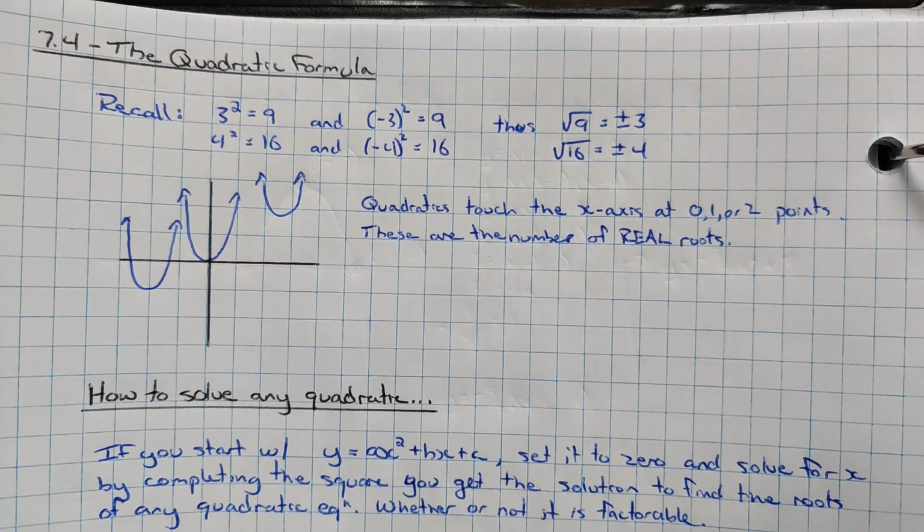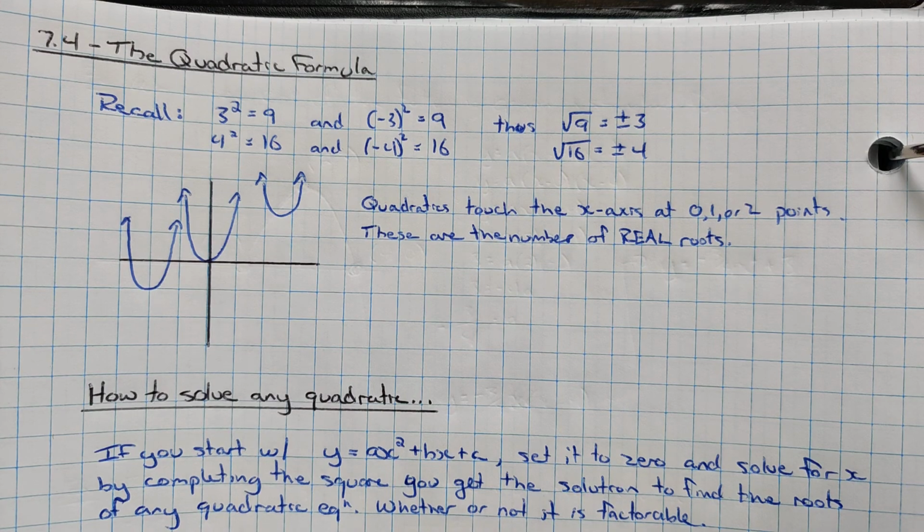So now we're going to look at the quadratic formula. If you recall, 3 squared is equal to 9. Also, negative 3 squared is equal to 9. 4 squared equals 16, and negative 4 squared equals 16. Thus, the square root of 9, what number squared is 9, is plus or minus 3.